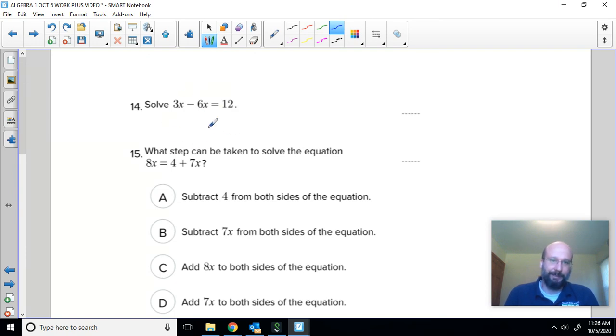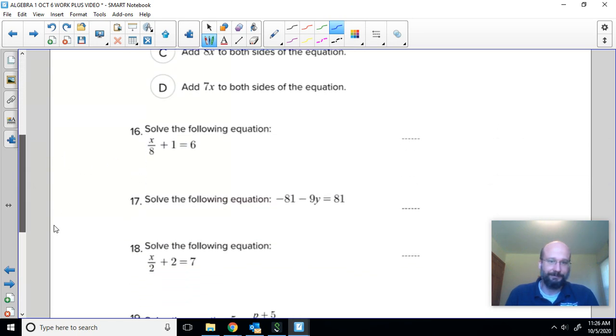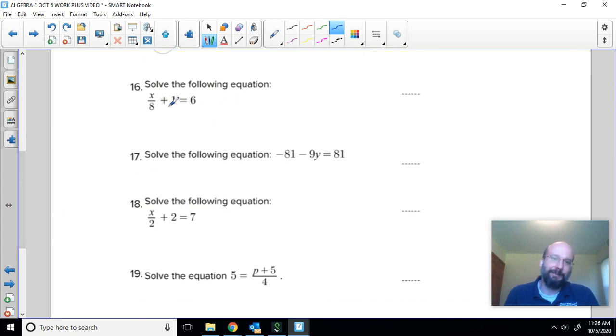All right. Went over one of these combining. That's actually the same one. This is the same one too. These are not. So let's do number 16. x over 8 plus 1 equals 6. I'm going to move the plus 1 first. So x over 8 equals 5, because I had to change that to a subtraction to move it over. And then I'm going to multiply by 8. x equals 40.